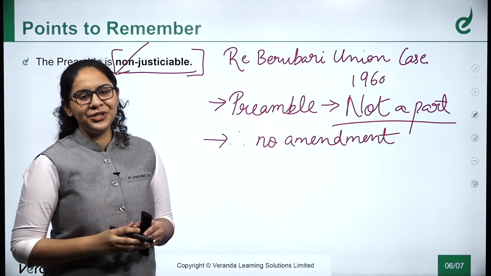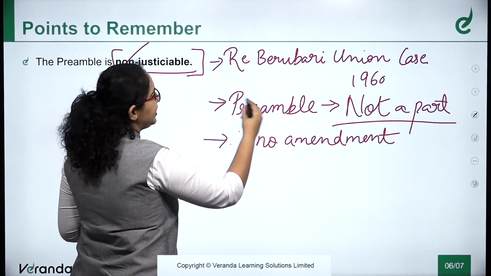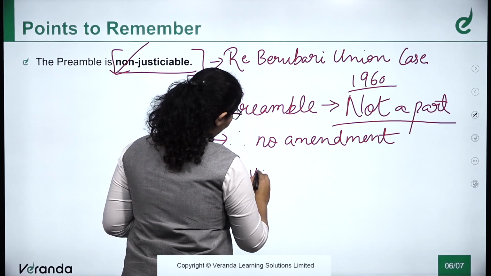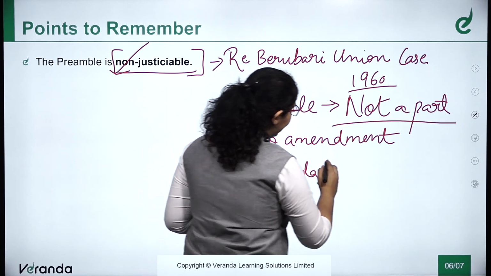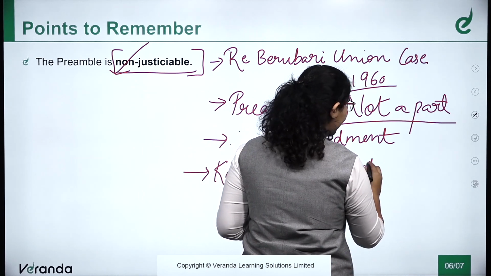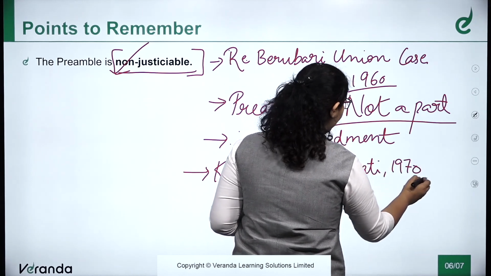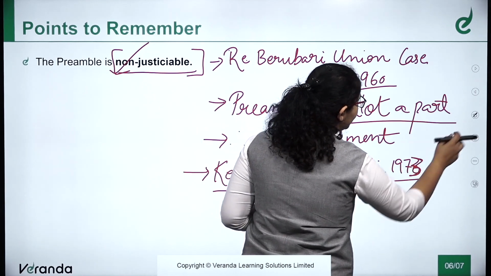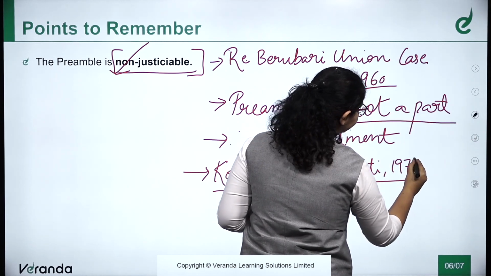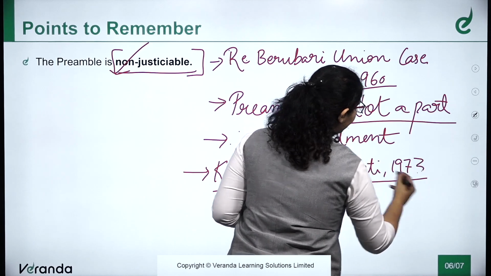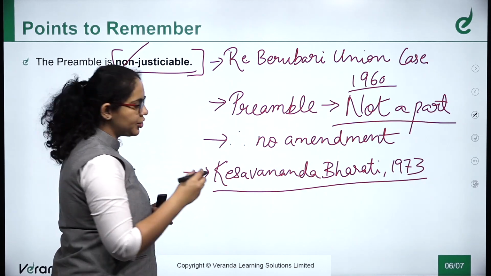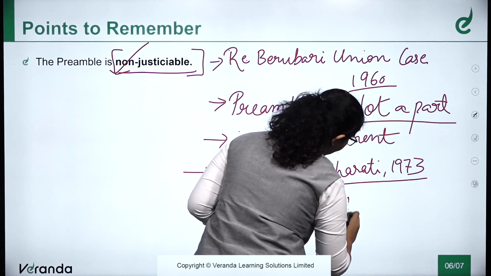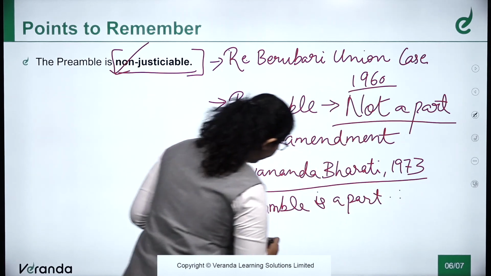Then again, after some years, in 1973, the very famous case of Kesavananda Bharati, a saint from Kerala, who challenged the Union of India in the Supreme Court. The Supreme Court gave a verdict in 1973, revisiting its earlier decision, and stated that the preamble is a part of the Constitution, and therefore it can be amended.